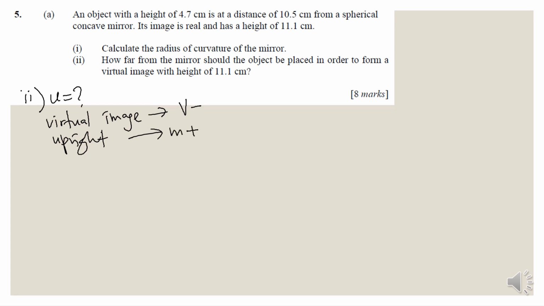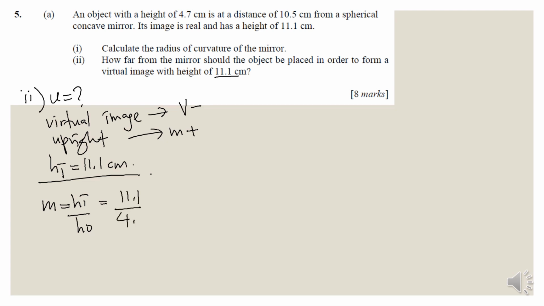To form with a height of 11.1 cm, masih lagi image dia sama 11.1 cm. Okay, so kita masih lagi guna M kita, height image over height object. Okay, 11.1, 4.7, awak akan dapat 2.36. Okay, magnification dia masih sama, tetapi sekarang M dia bertukar menjadi positif, untuk mendapatkan upright image.